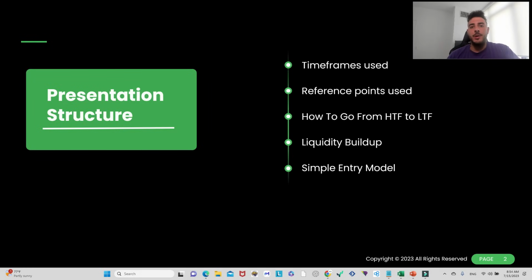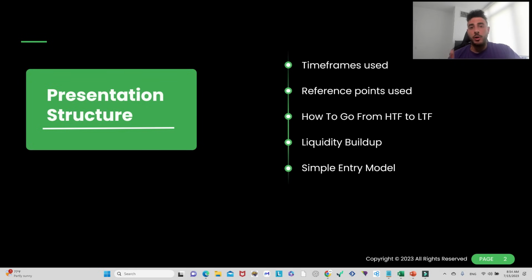Also, we're going to talk about how to go from higher time frame to lower time frame and the succession of that, which time frames to use when you go on the lower ones. Again, this is all based off my personal trading. Also, we're going to talk about liquidity buildup, when liquidity is being engineered, and how this ultimately creates a bigger play.